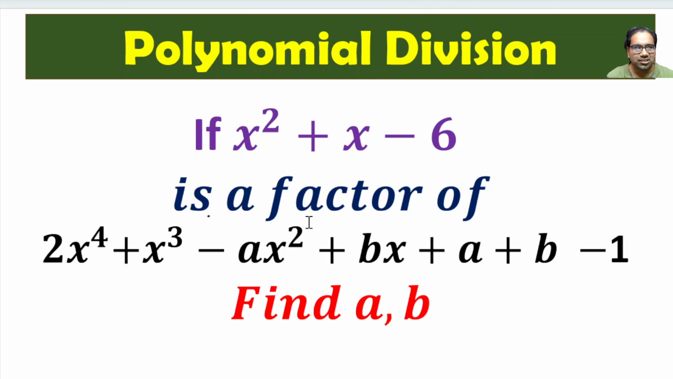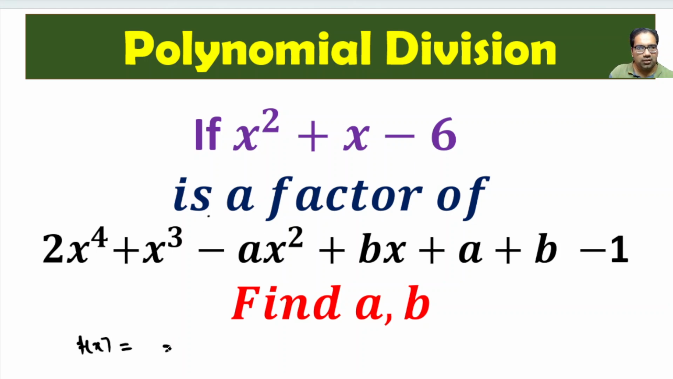Hi friends, in this problem we are given that x squared plus x minus 6 is a factor of the polynomial 2x^4 plus x^3 minus a x squared plus bx plus a plus b minus 1. Then what is a, what is b? Very simple problem. Let's say this polynomial is some f of x.